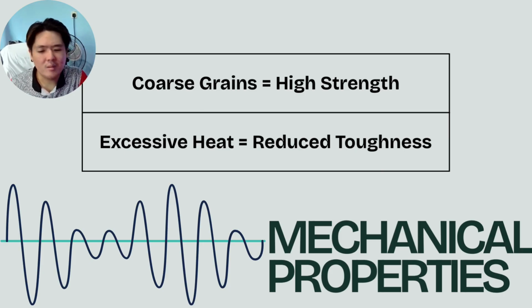How to control this problem? To avoid coarse grains and low toughness, we should use the correct current input and voltage. We also control the heat input, use a proper cooling time between passes, and use the correct welding technique.